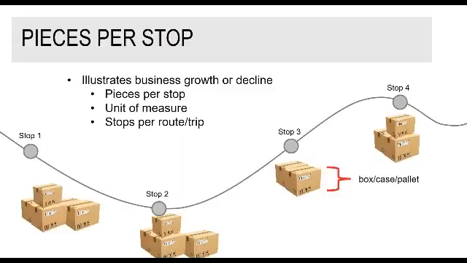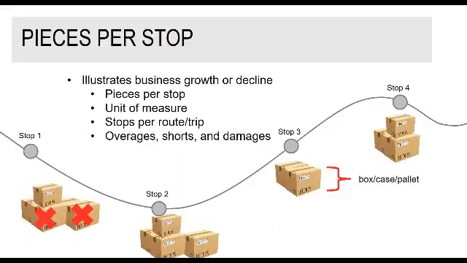And then looking at stops per route or trip, does the product that you're delivering have a specific impact on how many stops you can do on a route or how many pieces may get delivered to a particular location? Are these large products? Are they small products? That is, again, one of those base level elements to understand what pieces per stop is telling you.